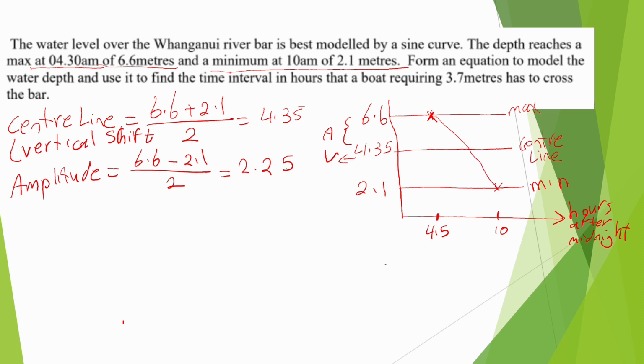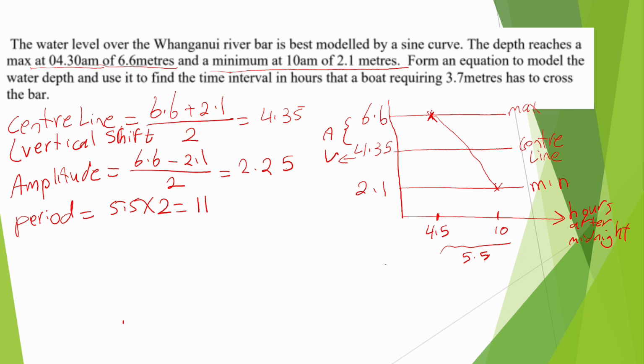So remember, we're moving from max to center line, then center line to min, so that's half of the period. So we need to do 10 minus 4.5. That gives me 5.5, and that's half of the period. So that means the period equals 5.5 times 2, and that gives me 11. So that's the period. And the last one is the horizontal shift.